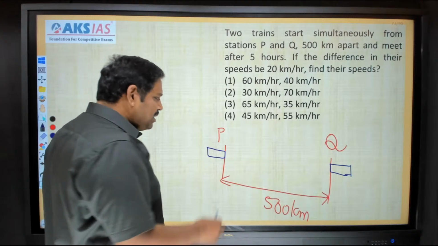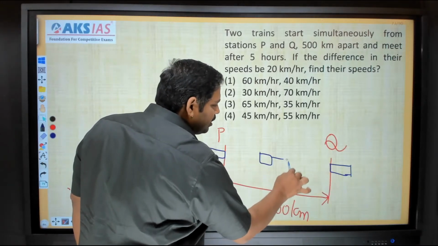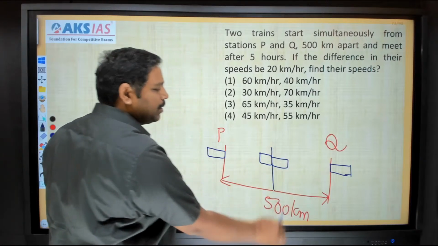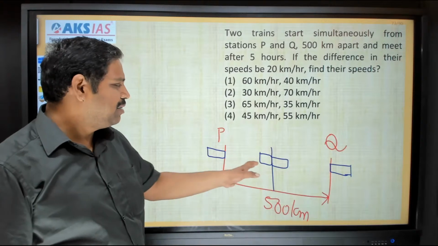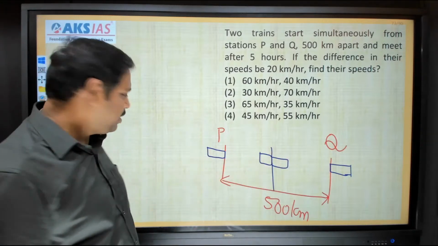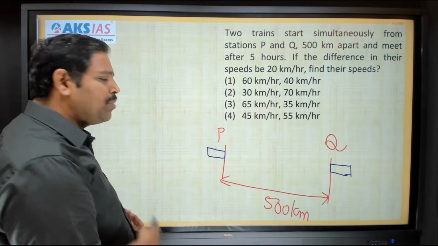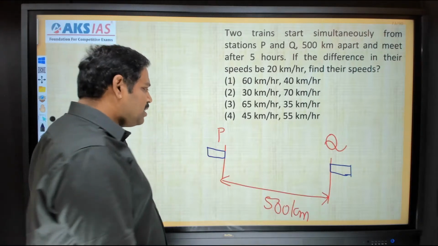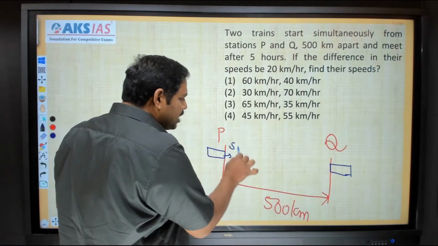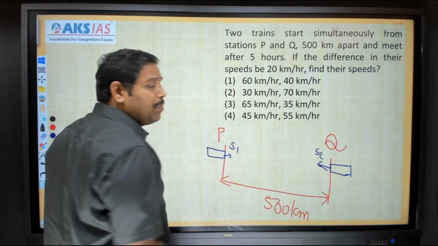Now what I'm imagining is that these two met at this point. This is the first train, this is the second train. Both met at this point. If I do it like this, there will be a lot of headaches, so I don't want to do it like this. What I will do is simply take it as relative speed. That means I'm keeping the train at rest. If I keep the train at rest, then it is moving with S1 speed. Actually, it is moving with S2 speed.